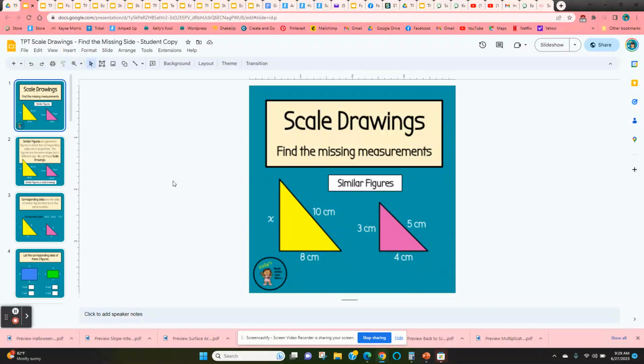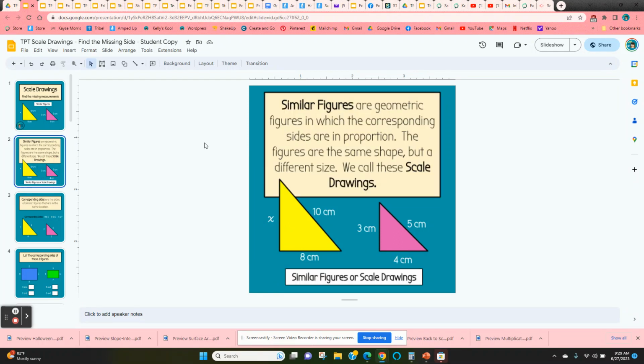Scale drawings, find the missing measurements. This is a digital lesson. It talks about similar figures. So it starts out explaining what similar figures are. They're geometric figures in which the corresponding sides are in proportion. We call these scale drawings.